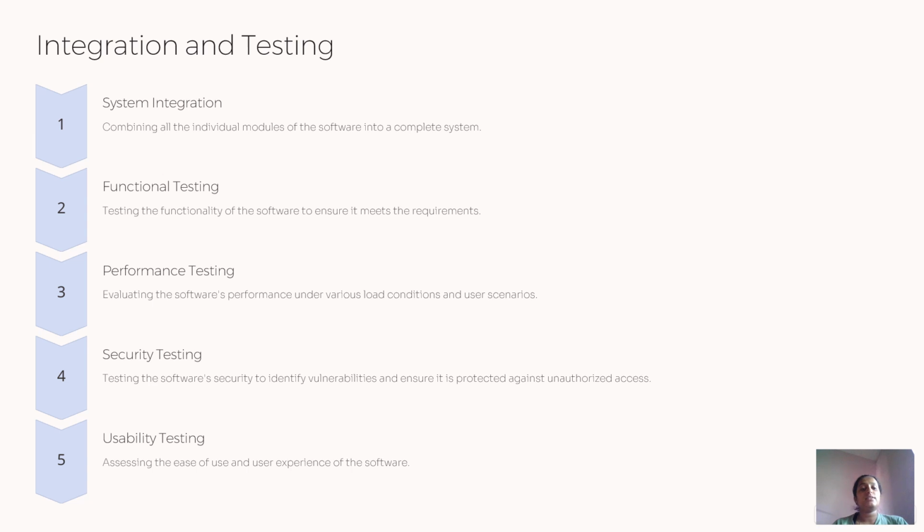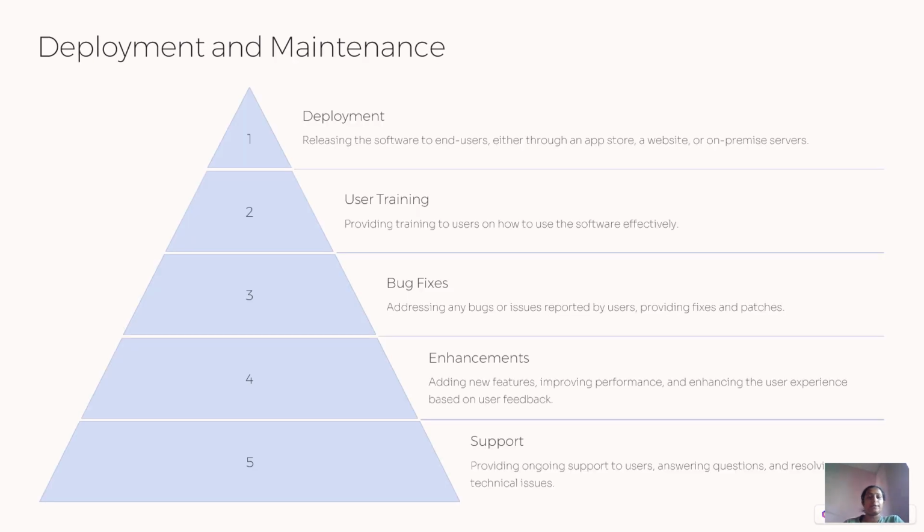Integration and testing. System integration, functional testing, performance testing, security testing, and usability testing. System integration is nothing but combining all the individual modules. Functional testing is testing the software to ensure it meets the requirements. Performance testing is evaluating the software performance. Security testing is identifying any vulnerabilities and ensuring it is protected against unauthorized access. Usability testing checks ease of use and user experience in the software.